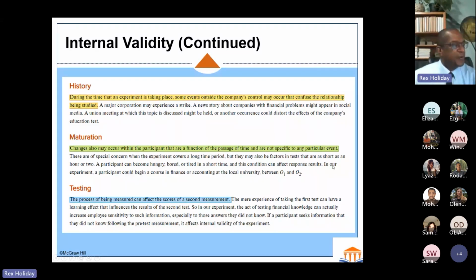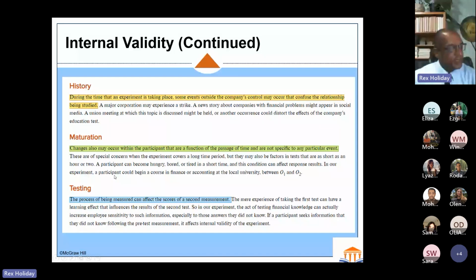And then it says, in our experiment, a participant could begin a course in finance or accounting at the local university. We didn't get into the codes that they use here, so I'm not going to talk too much about that. But just know that time can affect an experiment, and even short periods of time, given the specific context, can have an effect on the outcome of an experiment.